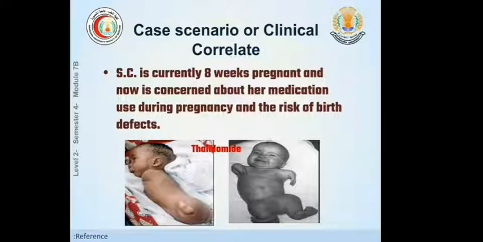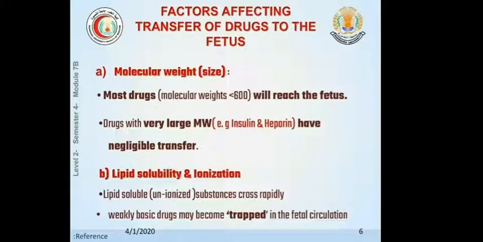Thalidomide, a drug used to treat pregnancy-related nausea and vomiting, which is common during pregnancy, was discovered to cause severe anatomical birth defects in infants of mothers who took this drug in early pregnancy. So thalidomide was the first drug discovered as a teratogenic drug. So it is important to know what are the factors that affect the transfer of drugs from the mother to the fetus.